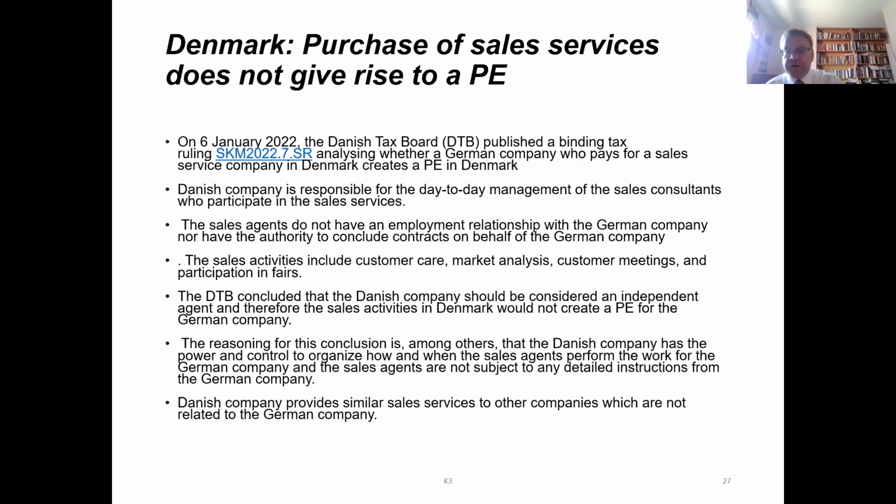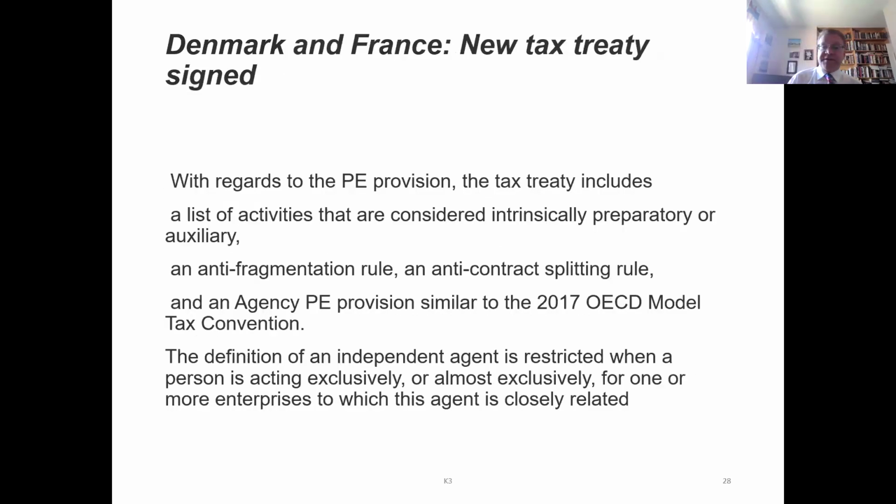And the reasoning for this conclusion is, amongst others, that the Danish company has the power and control to organize how and when the sales agents perform the work for the German company, and the sales agents are not subject to any detailed instructions from the German company. The Danish company provides similar services to other companies which are not related to the German company. So if I have a relationship with an independent company and they are truly independent, then I don't create a PE. And Denmark has been quite busy in terms of PE provisions, in terms of new tax treaties, and this is one with France on that basis.